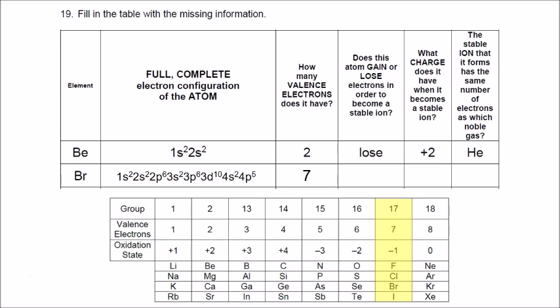It's going to form a -1 ion, so it's going to gain 1 electron. And when it goes from 35 to 36, it will have the same number of electrons as krypton, the noble gas.